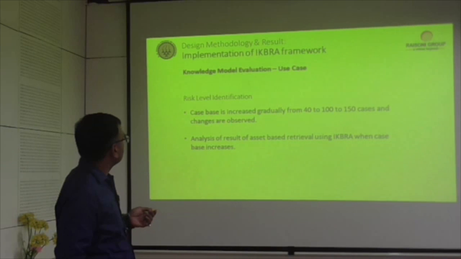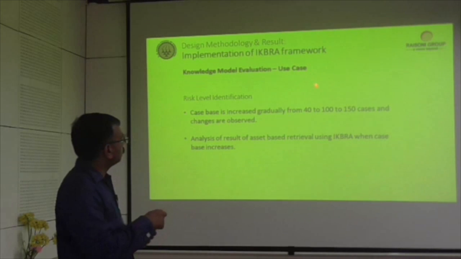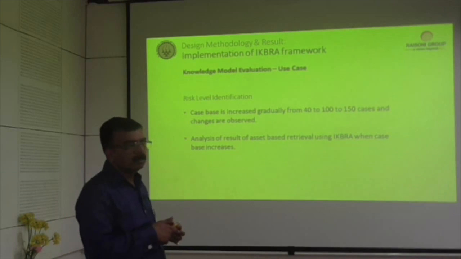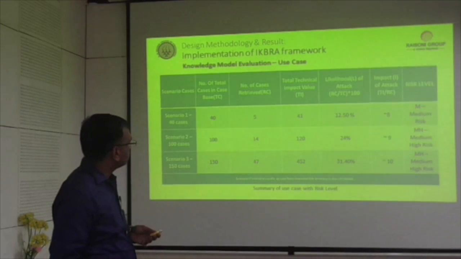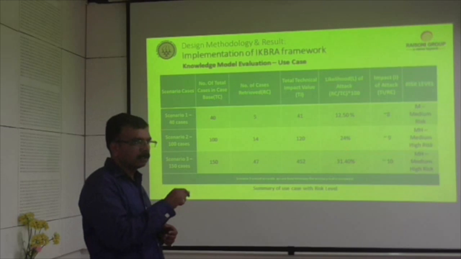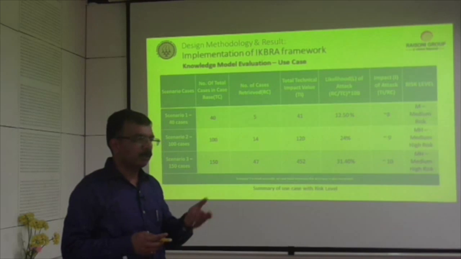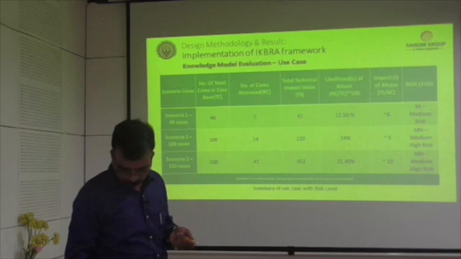Risk level identification, case retrieval: we have different case setups of 40, 100, and 150. First we tried this on the 40 data set, then on the 100, then on the 150. Then we found that as the data set increases, the result becomes clearer. It means the more knowledge and data you have, the more accurate the result you will get, the more database you have.